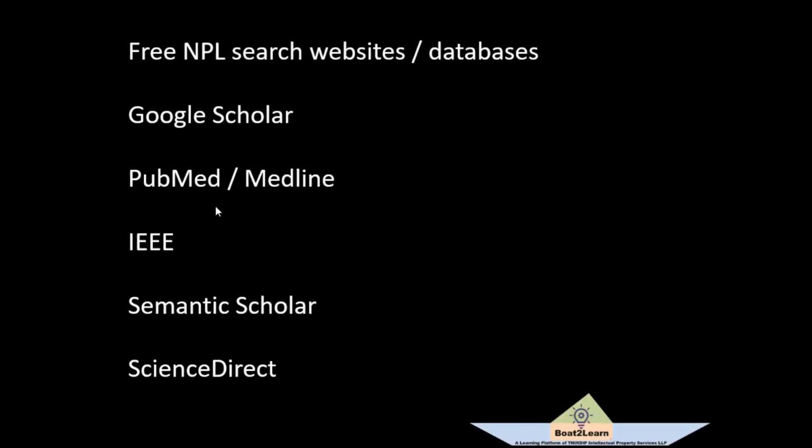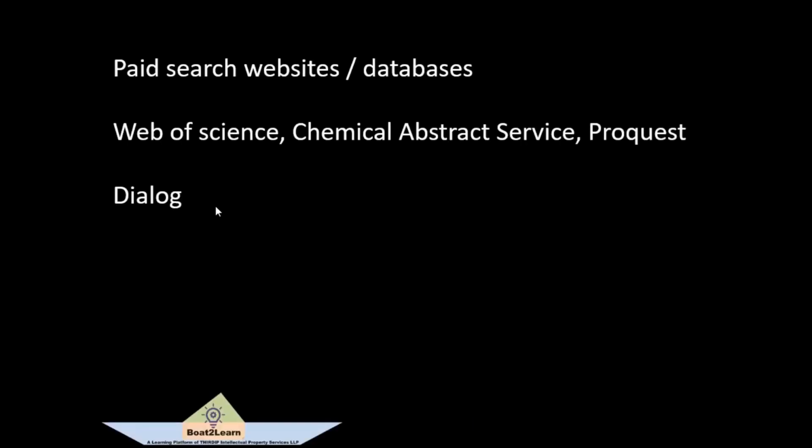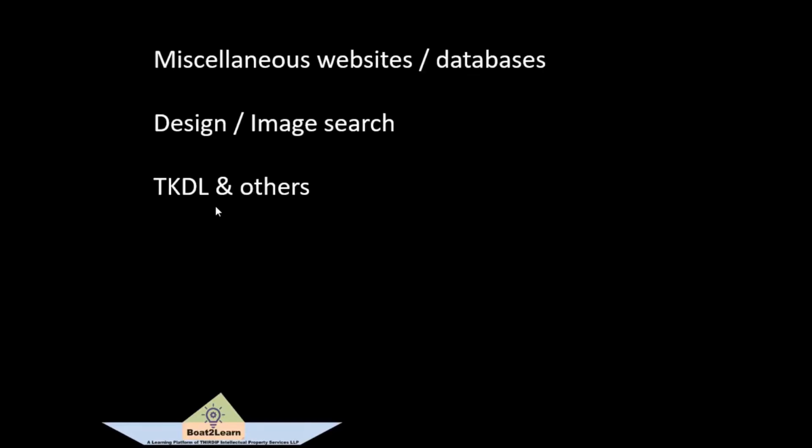These were the free search engines, and now the paid NPL websites or databases are Web of Science, which is from Clarivate. Then we already saw Chemical Abstract Service. Then ProQuest Dialog is also there. Then we will also look at miscellaneous websites or databases like design search, where we will look for designs or images, and then TKDL, the Traditional Knowledge Digital Library, and some miscellaneous databases.